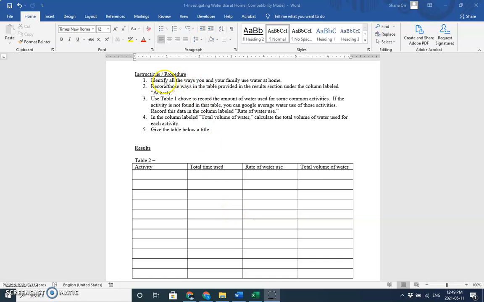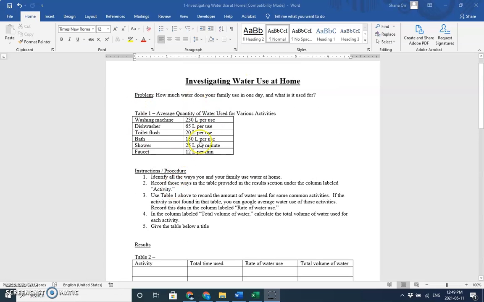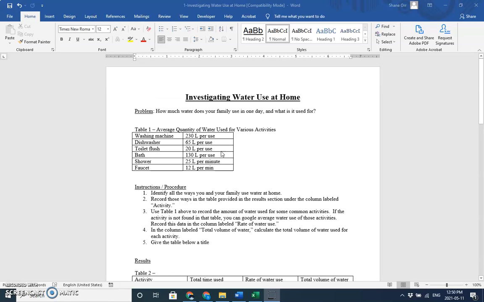So essentially what this says here is you need to identify all the ways that your family uses water at home. Now this table right here is not a complete list of all the ways that you would use water at home. So you might have other activities at home that don't show up on this table. And so then the question you might have is, well, how do I know how much water that's going to use? You could Google that. That would be easily found on Google anywhere. You could find a variety of websites that would give you an average use of a particular activity that would occur at home and send you right on your way.